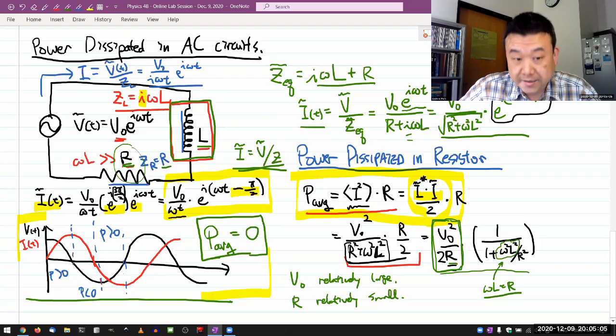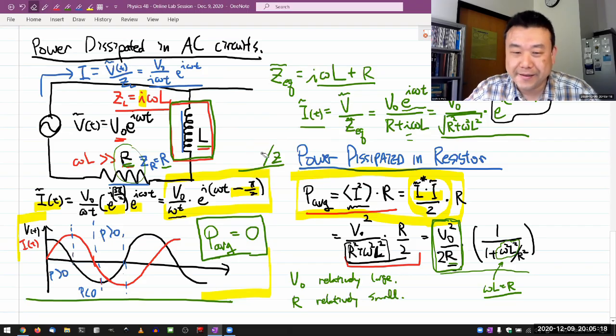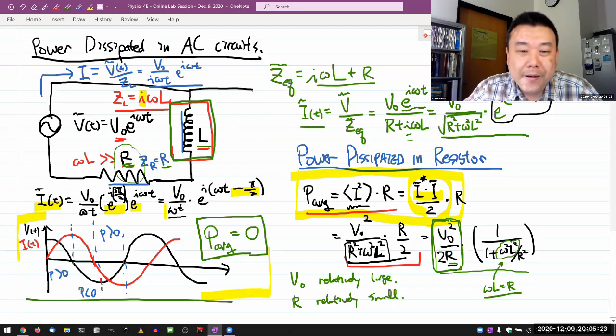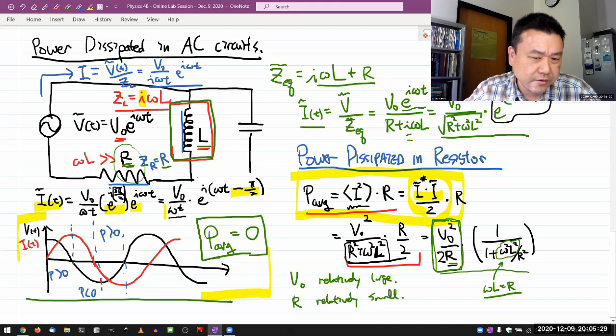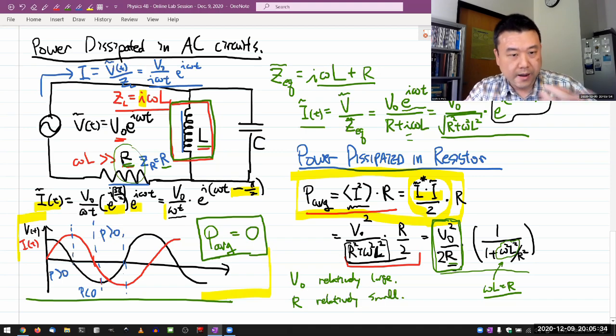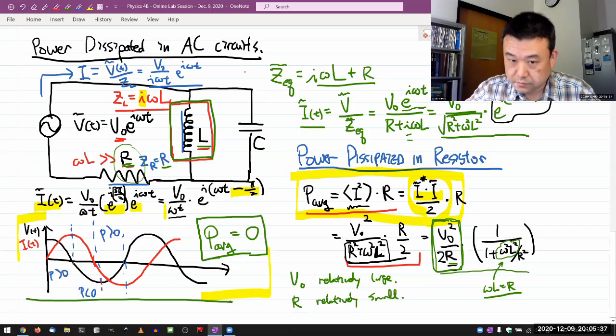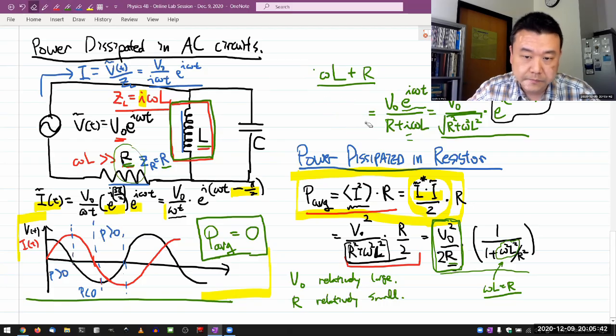I'm going to add a capacitor in parallel with the inductor. It's either parallel or series, and I think series actually makes it worse. So let me do it parallel, and if it doesn't work, then I'll go back and do series. So when I add a capacitor in parallel to the inductor, this is now what I have to do. Let me erase all this and rewrite it with the modified version.